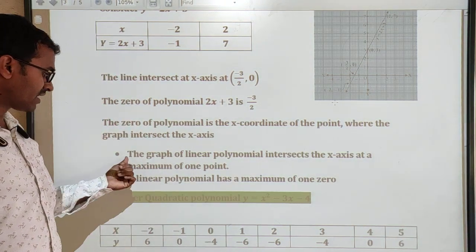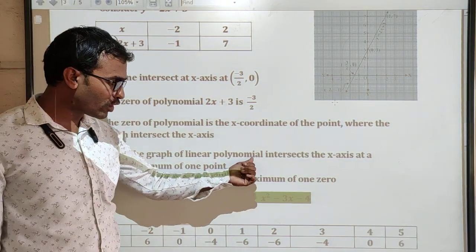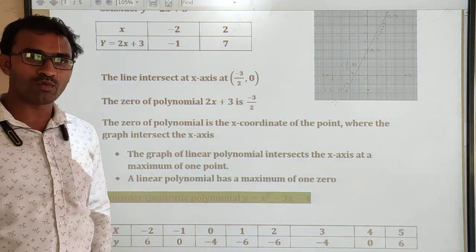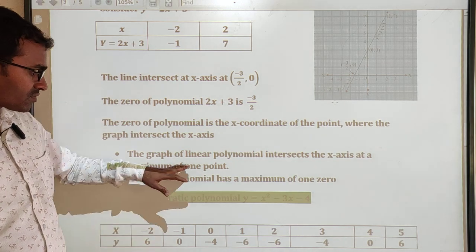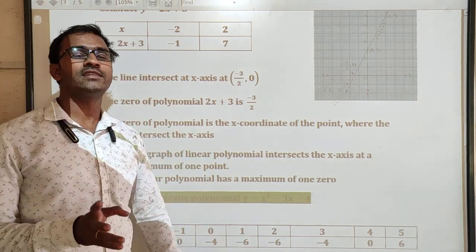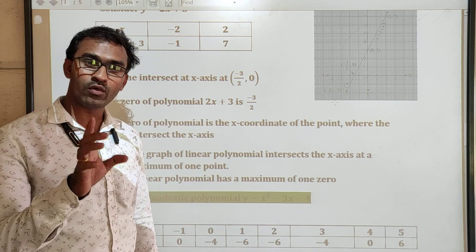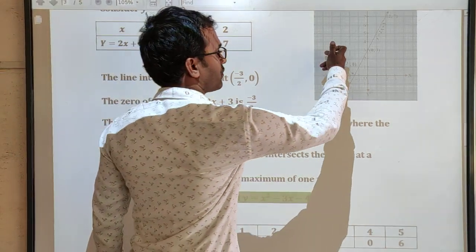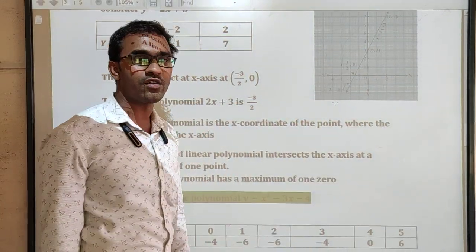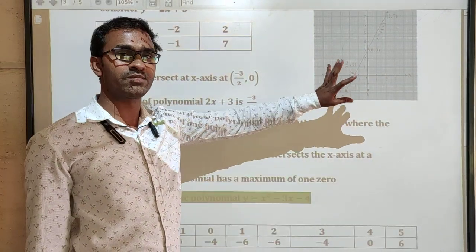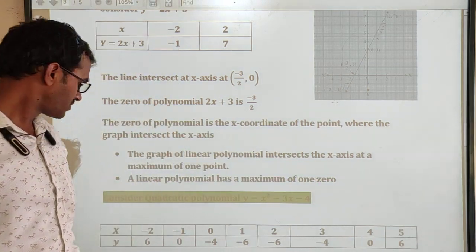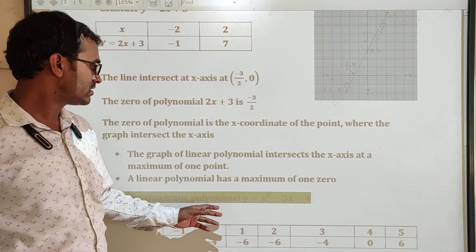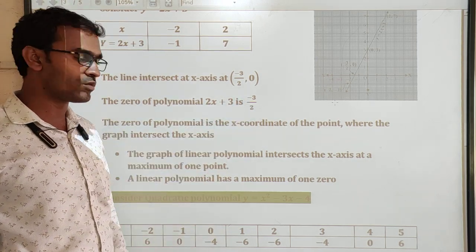And the graph of a linear polynomial intersects the x-axis at a maximum of only one point, or it does not intersect, like this. If the graph is like this, it does not intersect the x-axis. A linear polynomial has a maximum of 1 zero, that is the point minus 3 by 2.